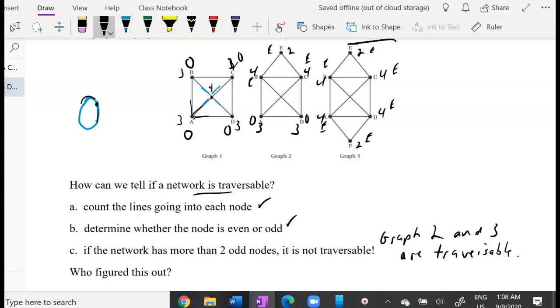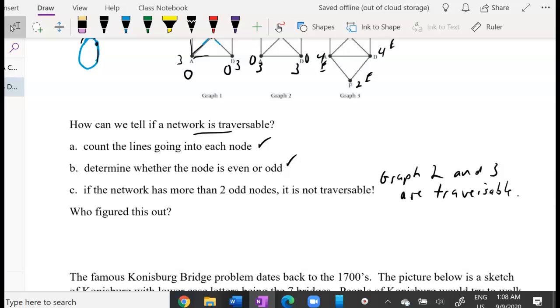Now part of the fun here is who figured this out, and I'll tell you why it's fun, because it's this guy right here. And I don't know if you know how to pronounce that, but so Euler is the guy that figured it out. You guys are all Eulers, so you have math in your blood.